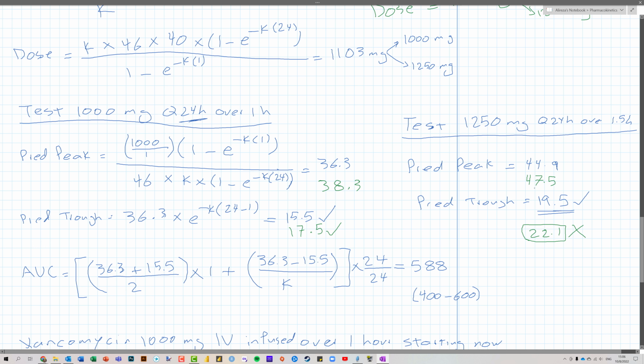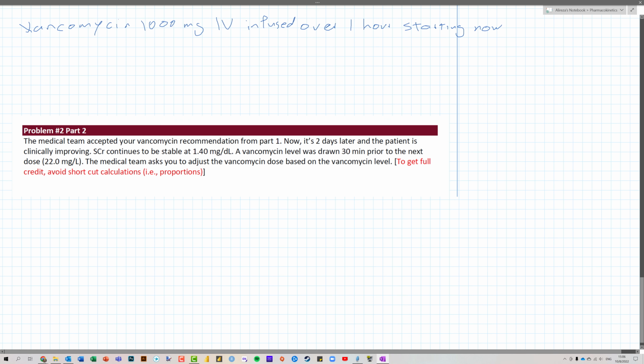And these are all estimates, so we don't know which one would actually end up happening in the patient. So for that reason, I will not be recommending this empirically, and I will go with 1000 milligram every 24 hours. Now let's move on to the second part of this problem.